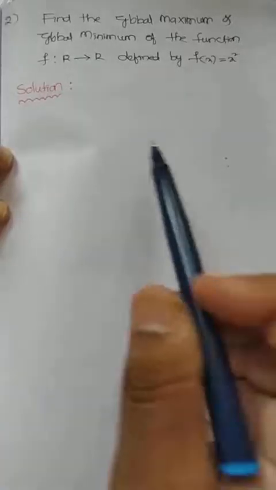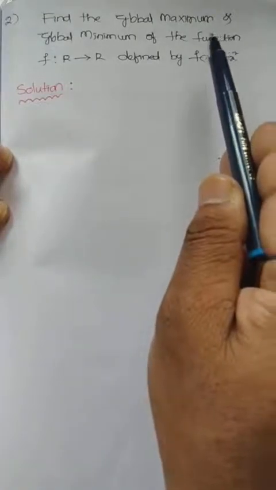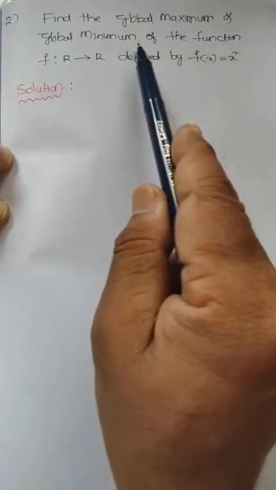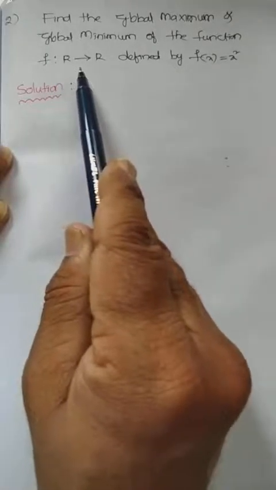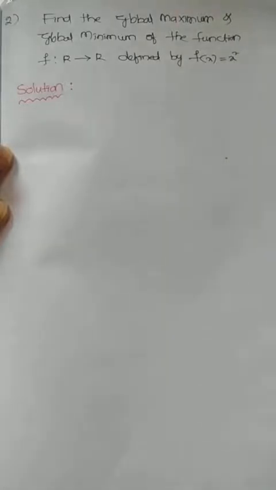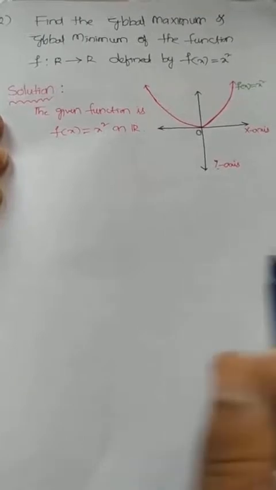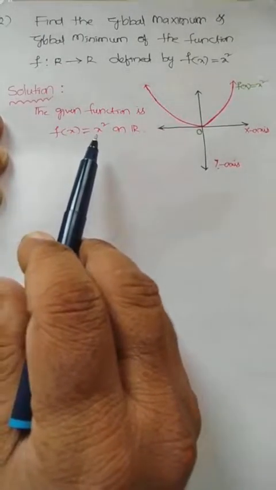Now the second problem: find the global maximum and global minimum of the function f maps R to R defined as f of x is equal to x square. For this function, we need to find its global maximum value and global minimum value. Now in the solution, the given function is f of x is equal to x square defined on R.